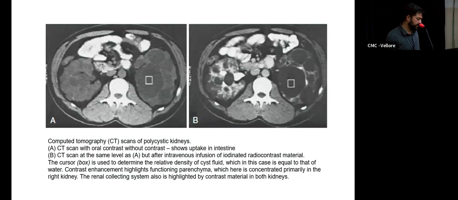So this is the dictum. This is just a CT showing multiple cysts in both sides of the kidney, and the subsequent image is after infusion of iodinated radio contrast. Contrast enhancement highlights the functional parenchyma, which here is concentrated primarily in the right kidney. So you can see the functional parenchyma is mainly in the right kidney in this image.